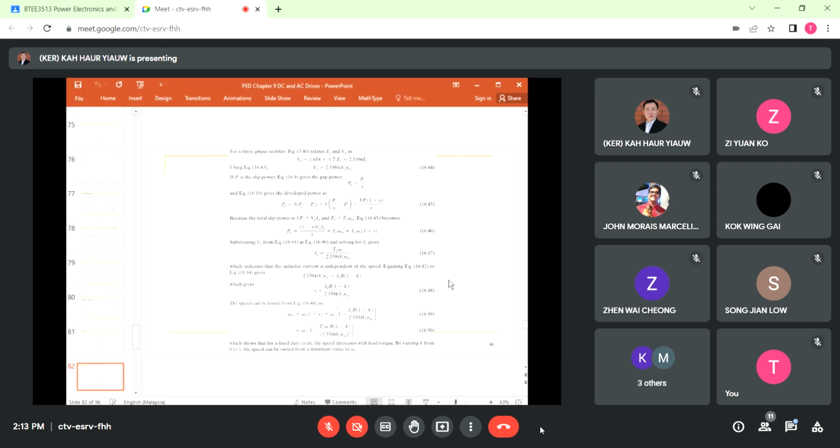This indicates that the inductor current is independent of the speed. Equation 42 to equation 44 should give this equation 48 here. This is the slip S. The speed can be obtained from equation 48 as in 49 here, and also in 50.